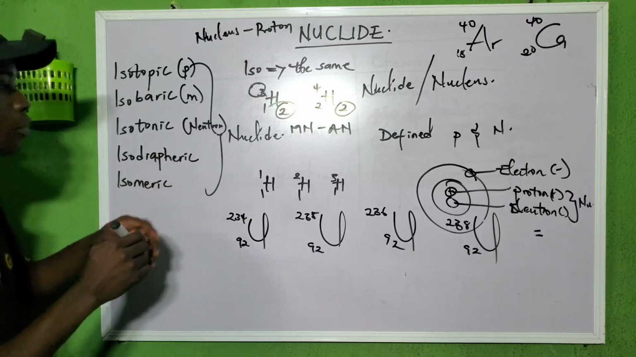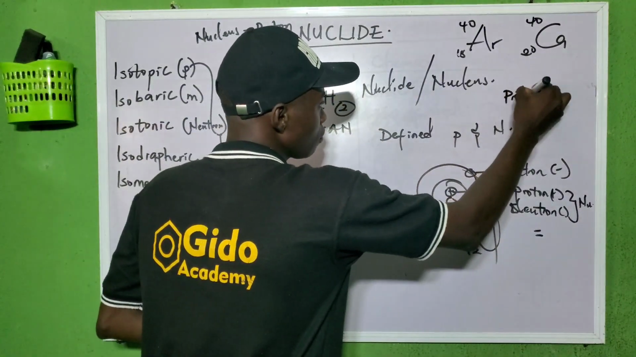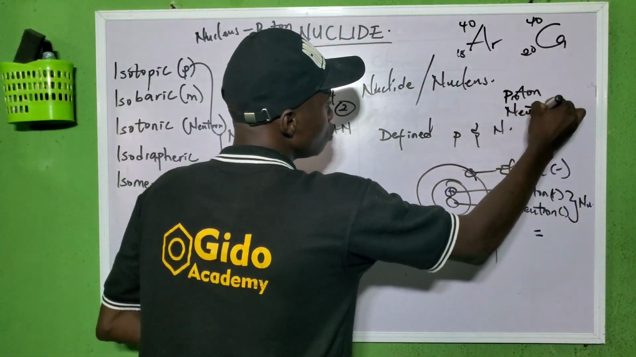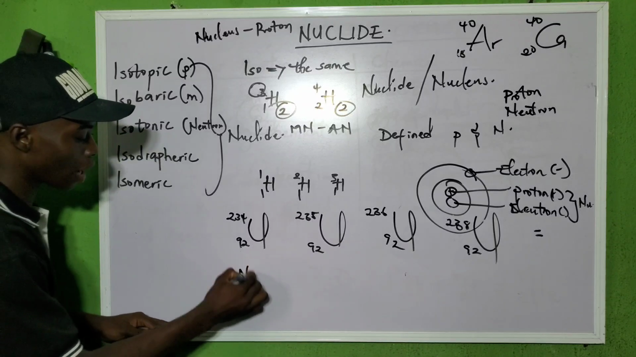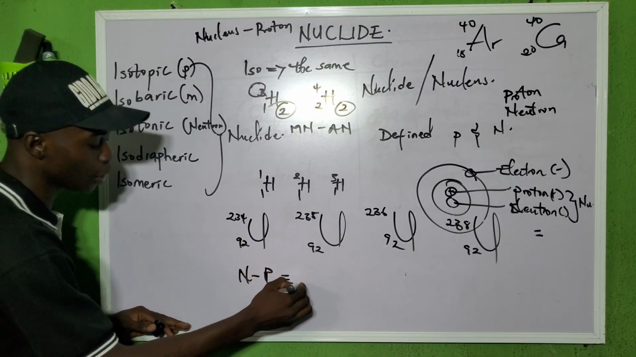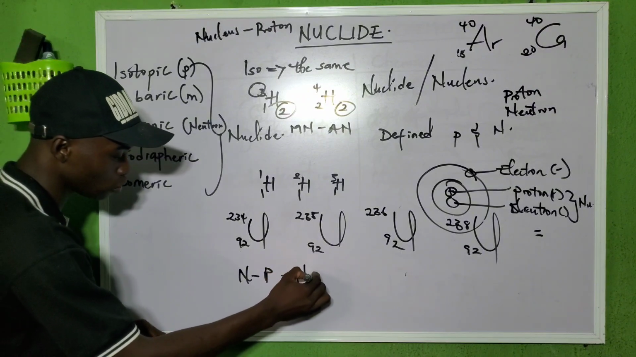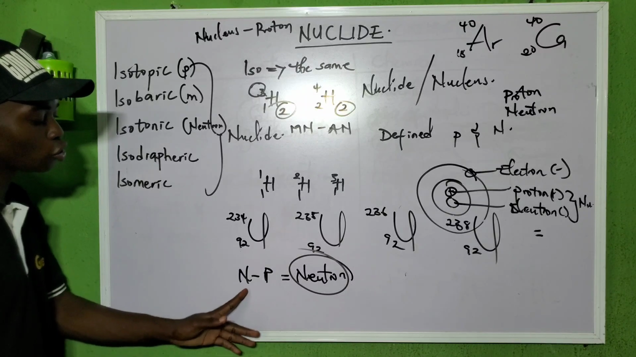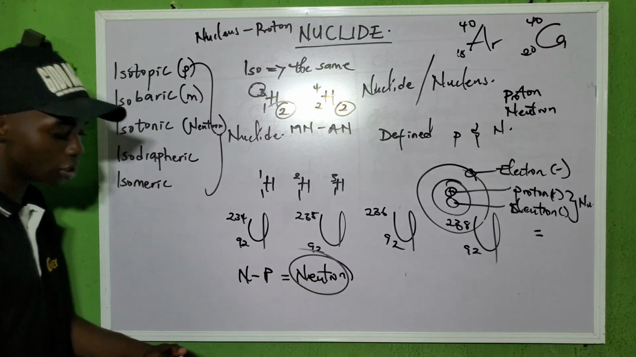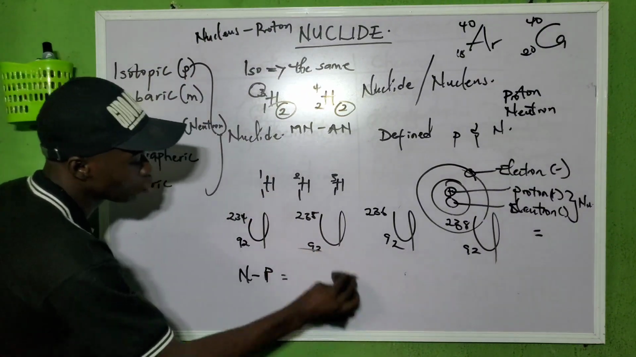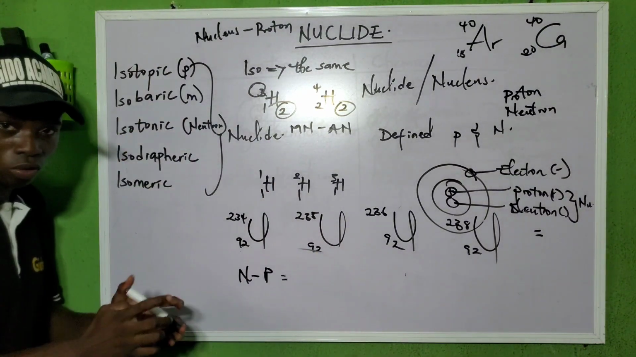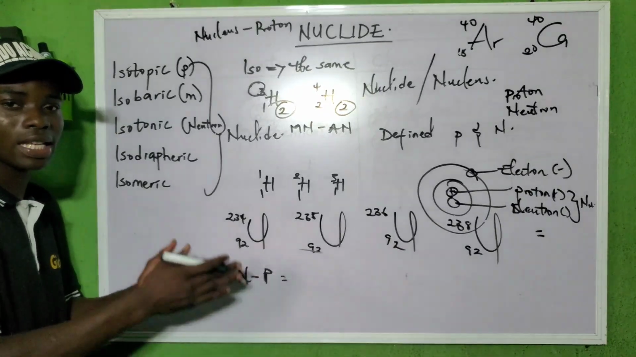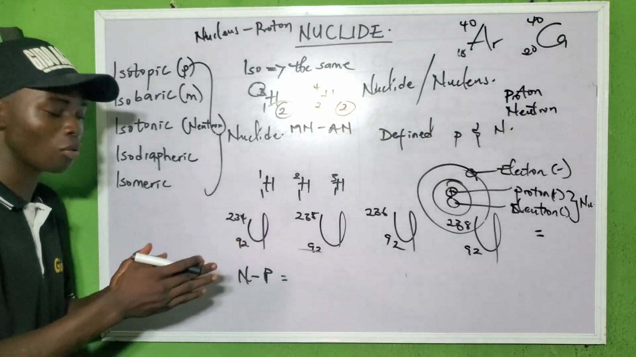But for this isodiapheric, it's talking about the proton and the neutron. So when we have n minus p, if your n minus p is going to give us the same number, therefore it is what? Isodiaphers. So when your neutron minus proton gives us the same answer, the same difference of neutron to proton, then we can now say they are what?